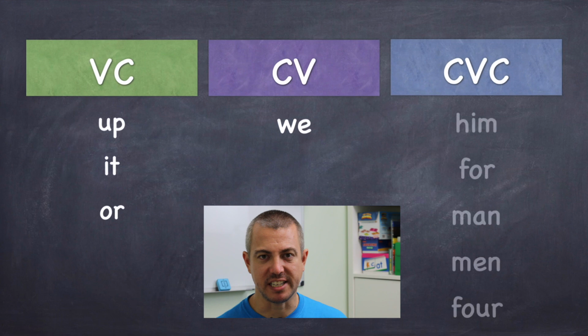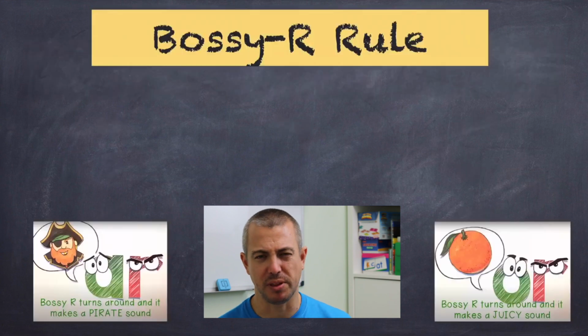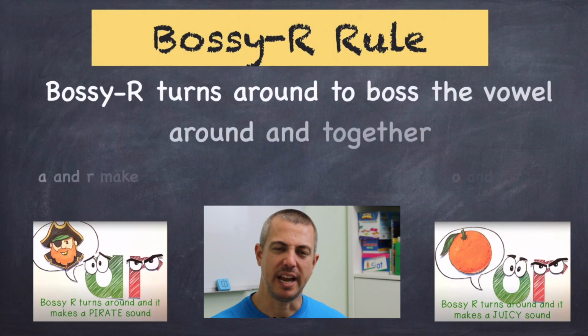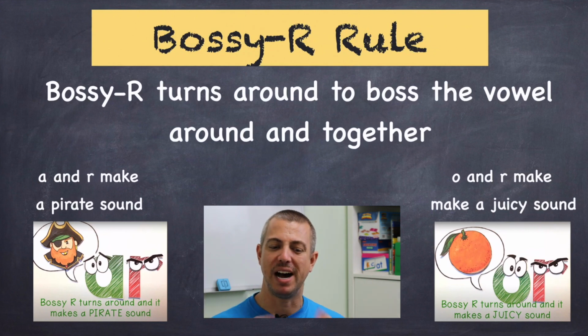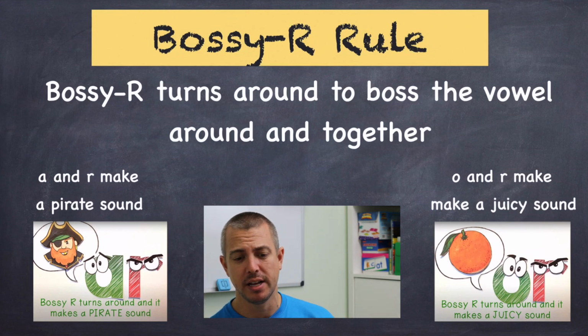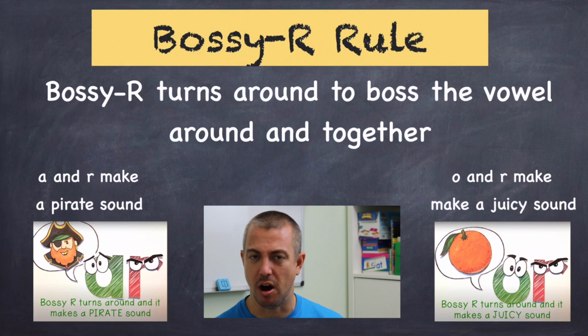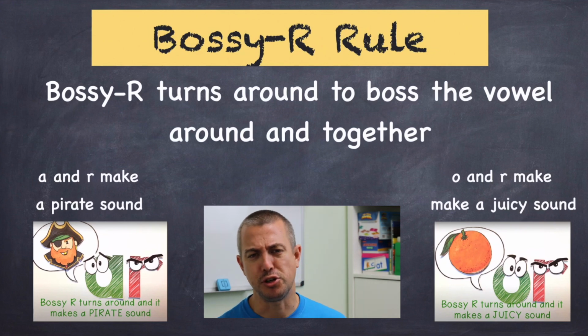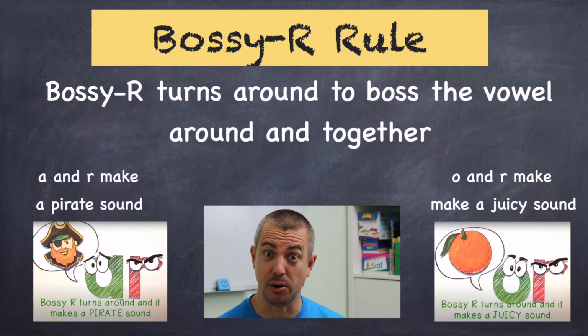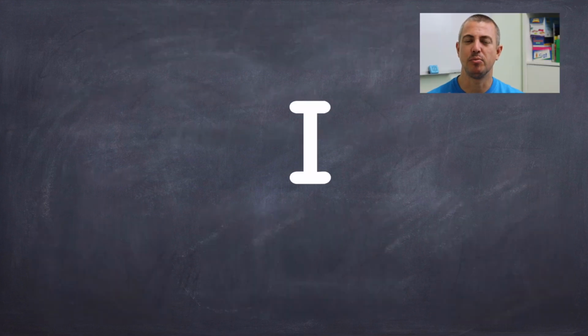So we're going to break these down, but before that, we're going to go over the Bossy R Rule. In our Bossy R Rule, the Bossy R turns around to boss the vowel around, and together they're going to make a combined sound. So for AR, it's going to make the pirate sound, ar, right? And OR is going to make the sound of a juicy fruit, which we're going to say or for an orange. Now let's get started on working on how to perform this task.